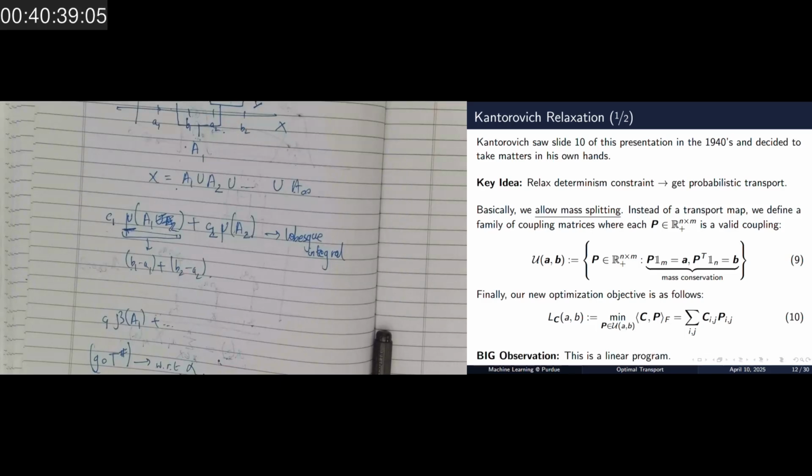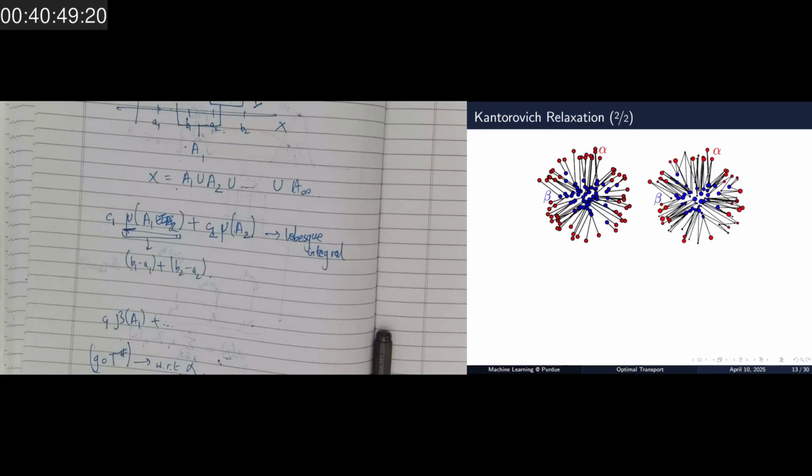So the big observation is that this is now a linear program, and we can use more sophisticated methods in order to solve the Kantorovich problem. And not just that, maybe we'll talk about that in a second. But this is what visually the same thing looks like.